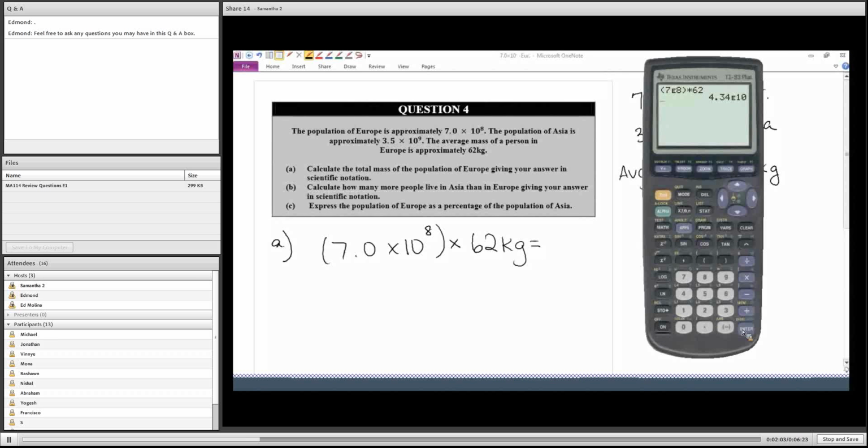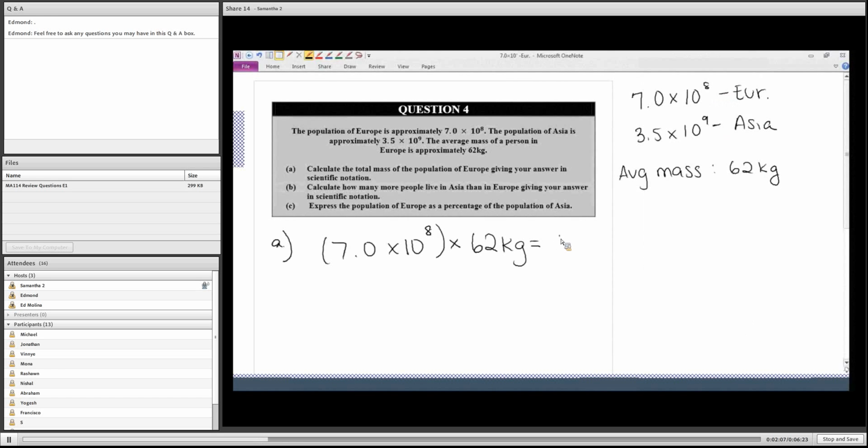4.34 times 10 to the power of 10. So let me just write this out. So we're going to get 4.34 times 10 to the power of 10. But don't forget your units. We are in kilograms. So that's part A. And it's done in the calculator.